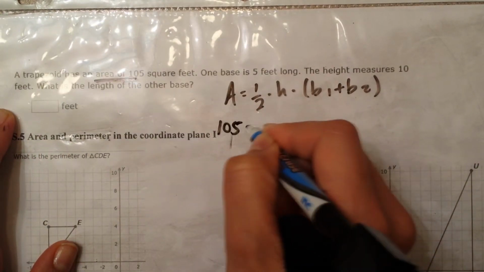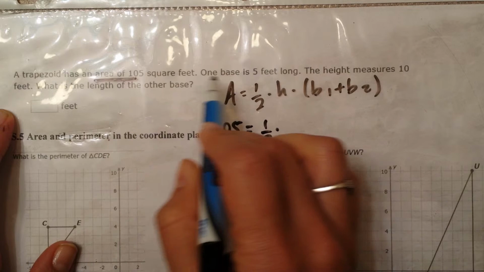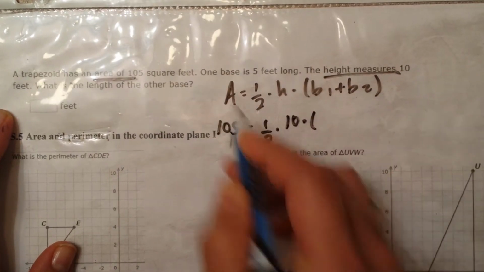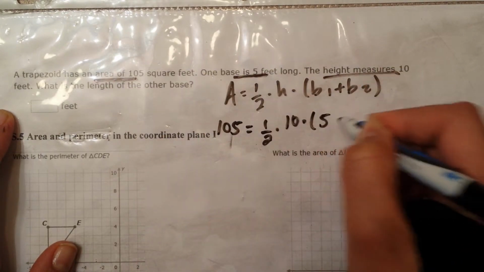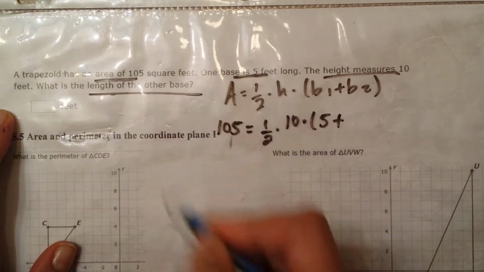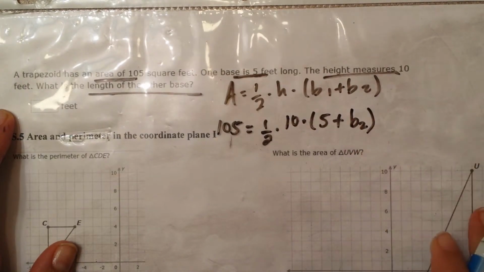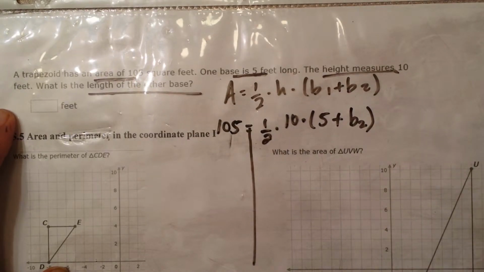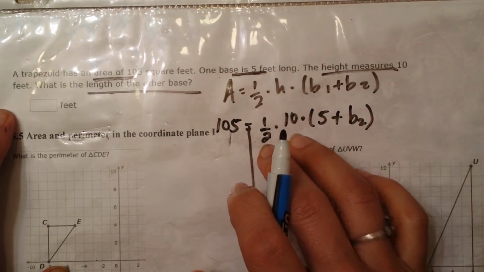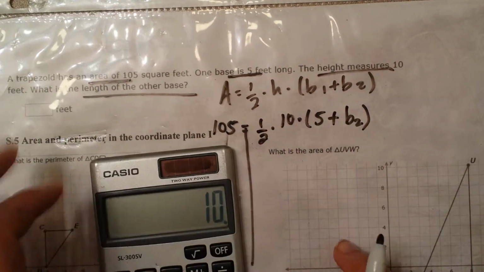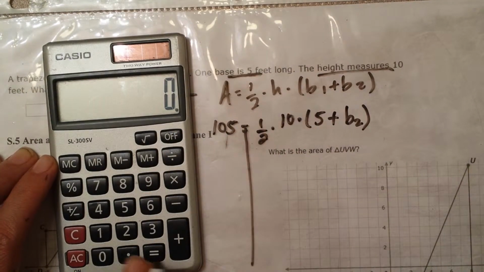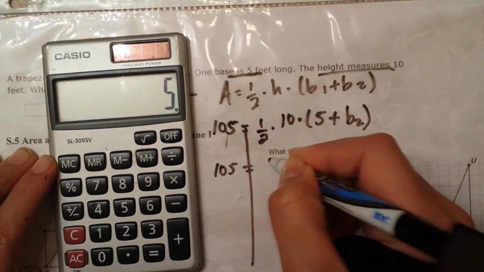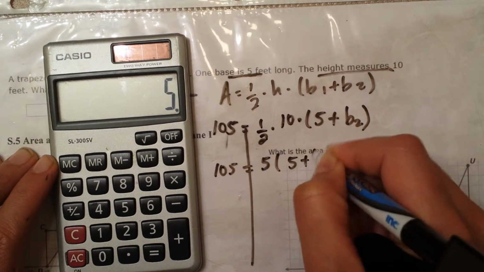So A is 105 equals 1/2 times, what's the height? One base, the height measures 10 feet. So height is 10 times, one base is 5 feet, so 5 plus, and it's asking me the length of the other base. I'll just put it as base 2 to remind me what I'm looking for. What I'm going to do is simplify 1/2 times 10. 1/2 is 0.5, times 10 equals 5. Bring everything else down: 105 equals 5, parentheses, 5 plus B2.